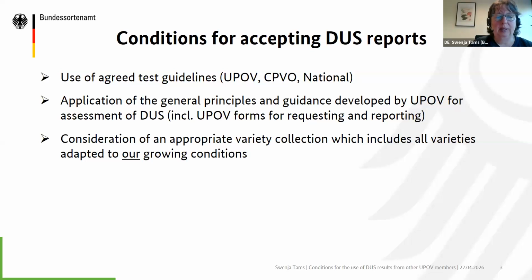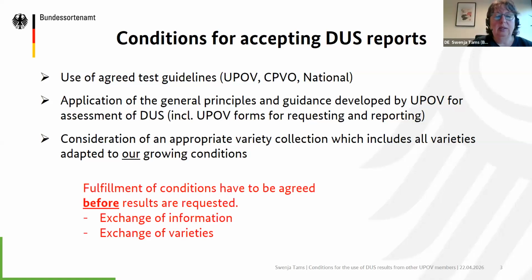But from a technical point, it's very important to consider an appropriate variety collection at the testing authority, which includes all varieties adapted to our national growing conditions, our growing conditions in Germany, because the variety we will ask for is growing in Germany. So varieties which are also adapted to our growing conditions need to be in the variety collection.